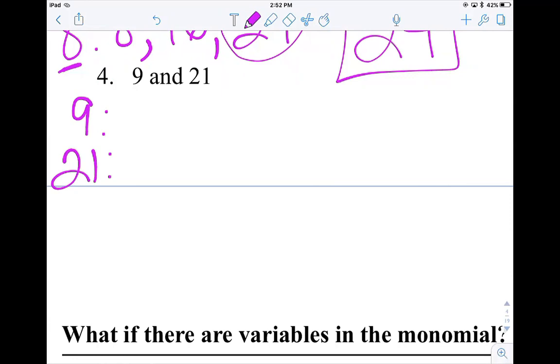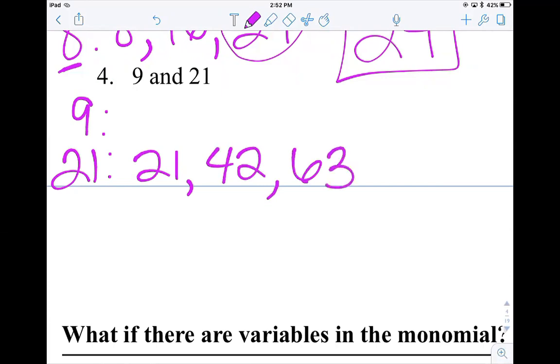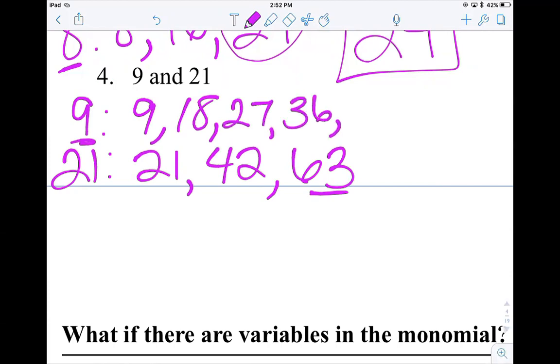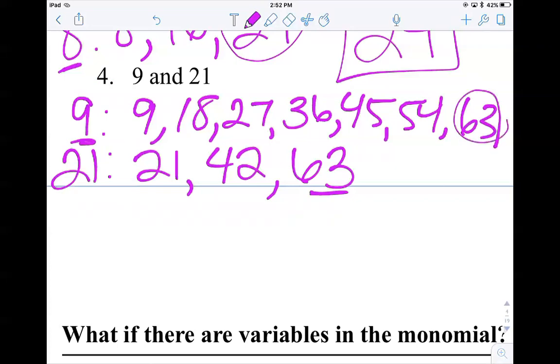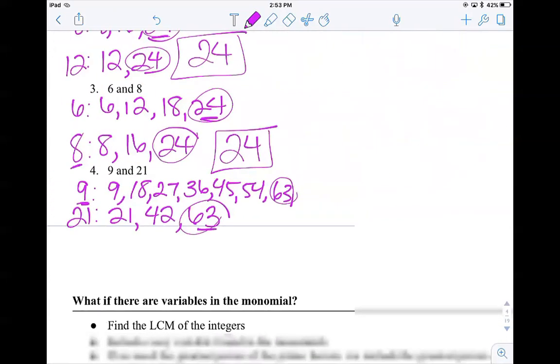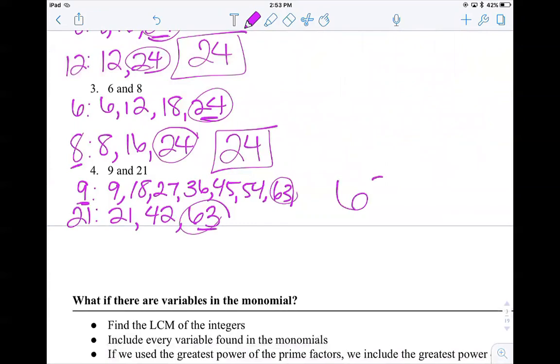I might start with the 21 first because I'm not really sure. So this is where your calculator comes in handy. 21 times 1 is 21. 21 times 2 is 42. 21 times 3 is 63. Well, I know 63 and 9 can be divided by each other. So I'm going to check my 9s: 9, 18, 27, 36, 45, 54, and then there's my 63. So 9 and 21, the LCM is 63.